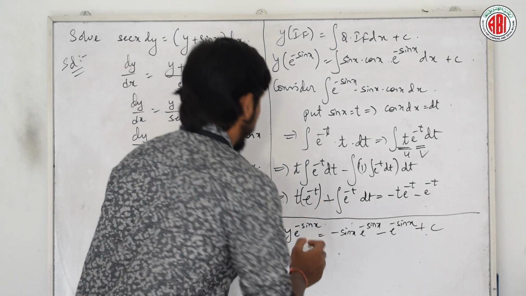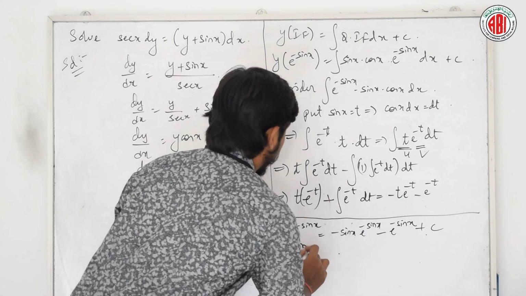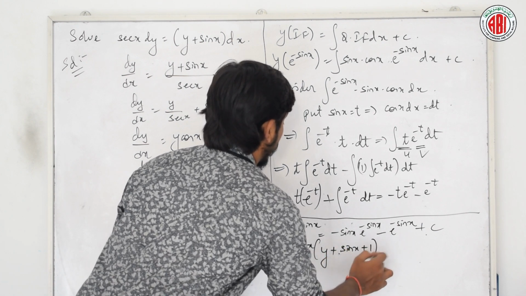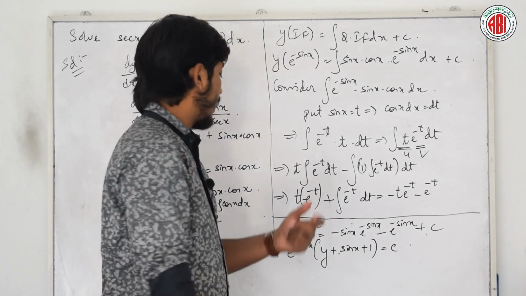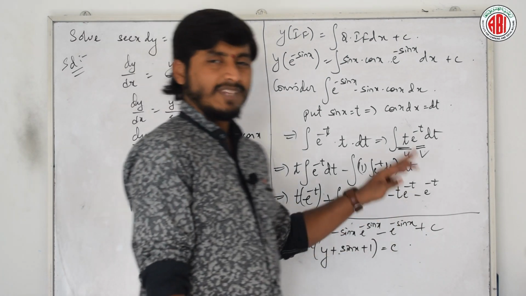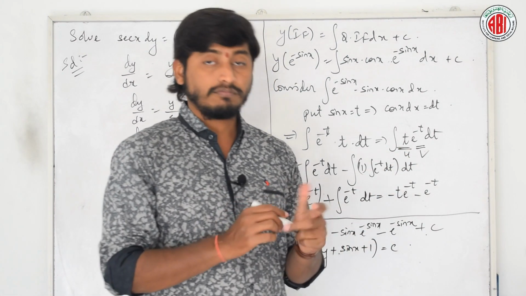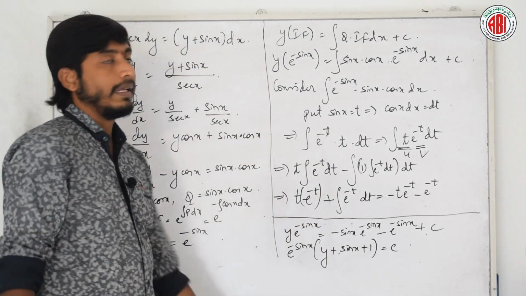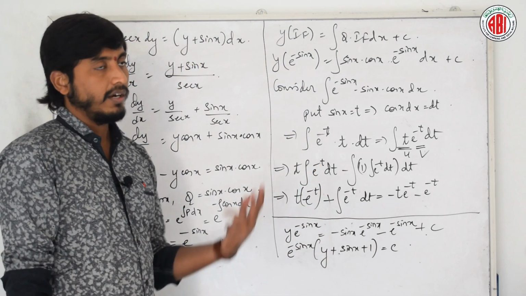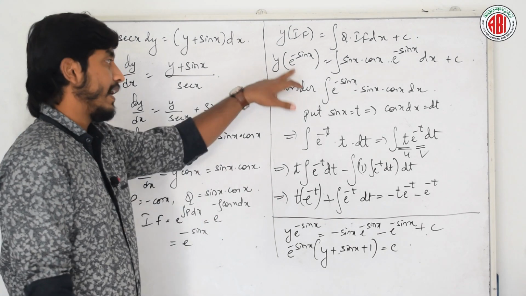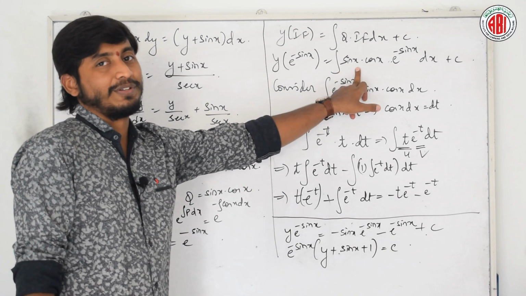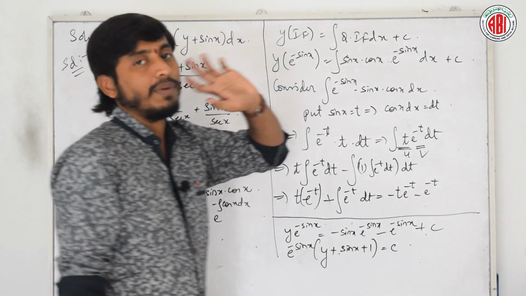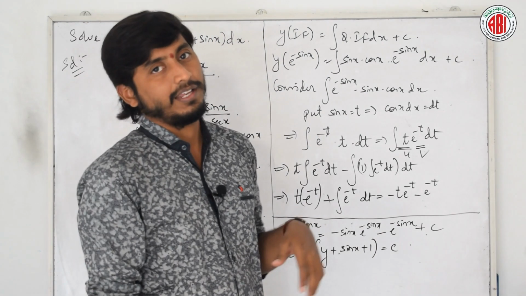So how do we get it? If I take e power minus sin x as common, I will get it as y plus sin x plus 1 as c. Is it clear? If you want to simplify more, we can. What we have to learn here, the main new thing we learned from this problem, is we may get this kind of substitution methods also in between. So we have to be clear with the basics of normal integration, that is our indefinite integration.